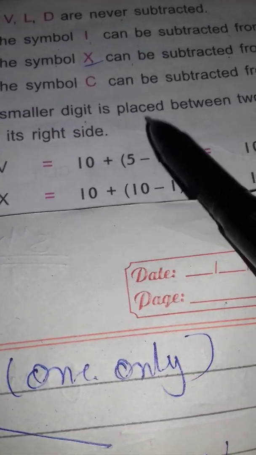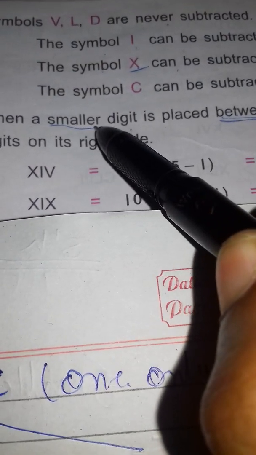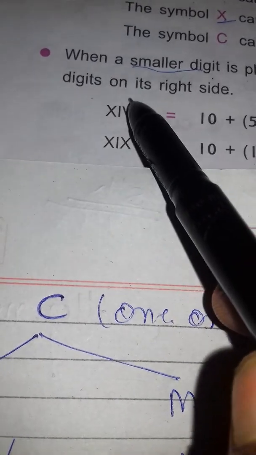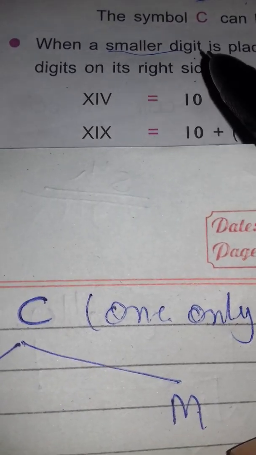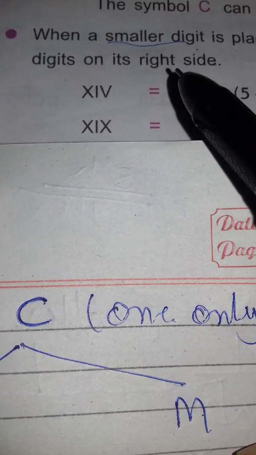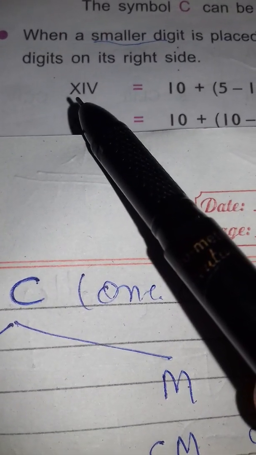Now let us see one more important rule, that is when a smaller digit is placed between, remember students, a smaller digit is placed in between two bigger digits. It means the side digits are bigger than the one between. Okay, it is subtracted from the digit on its right side. So whichever digit or symbol is to the right of the smallest digit, we will subtract from that, and the first digit, we will add to that.